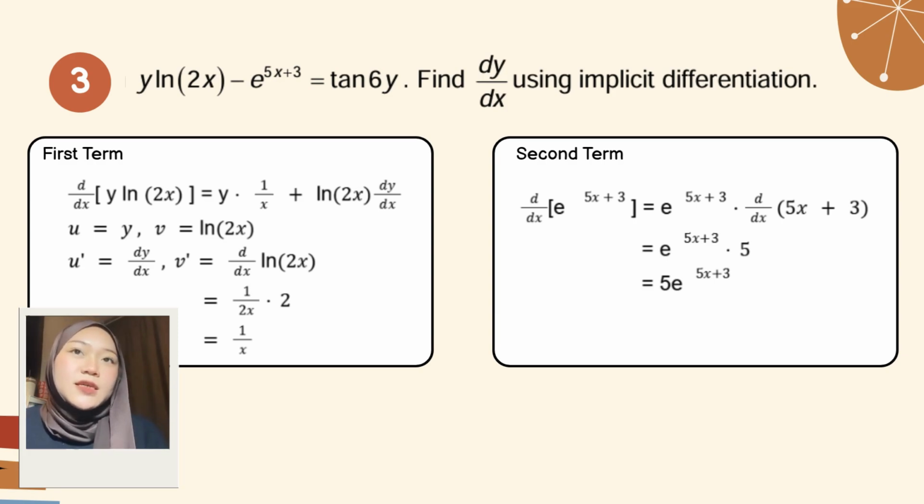To solve this question, we are asked to find dy/dx using implicit differentiation. So we start by differentiating both sides of the equation with respect to x. Since we have y terms, we will apply implicit differentiation, treating y as a function of x. So let's begin with the left hand side.